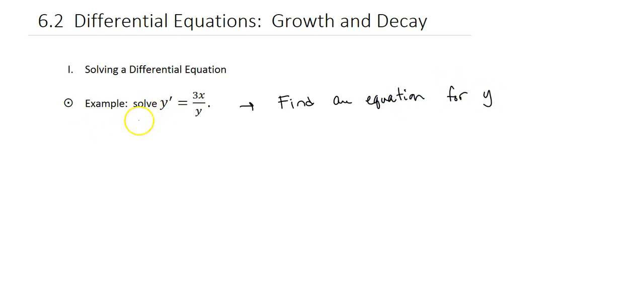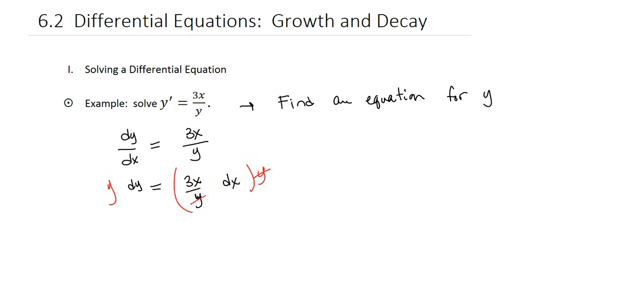So I'm going to start off by rewriting y prime as dy over dx, and I'm going to put that in the differential form, dy equals 3x over y times dx. And then I'm going to multiply both sides by the y in order to clear the fraction and to get all of the same variable on each side of the equation. So notice that on the left I now have y's and on the right I now have x's.